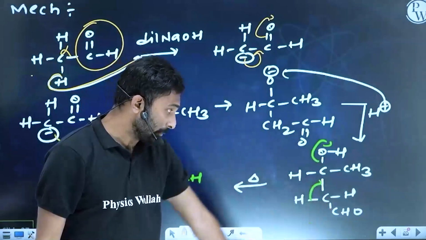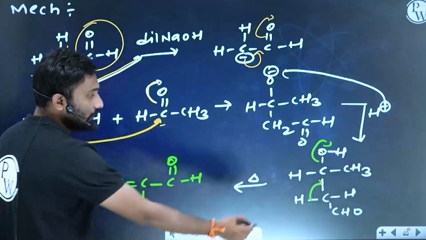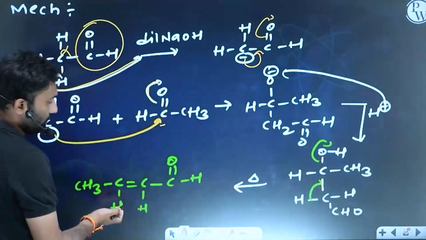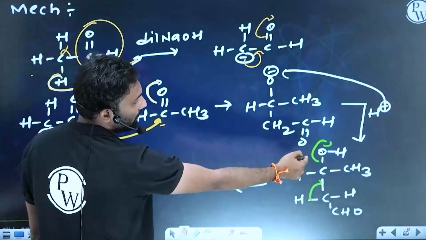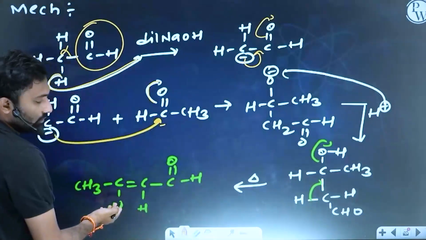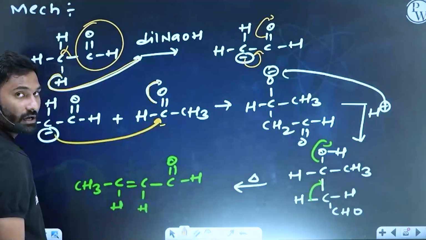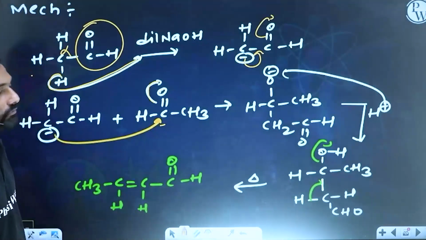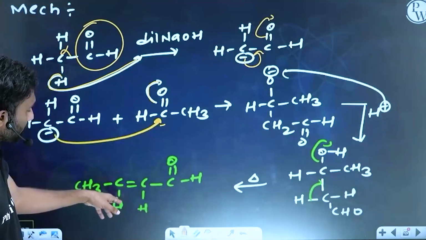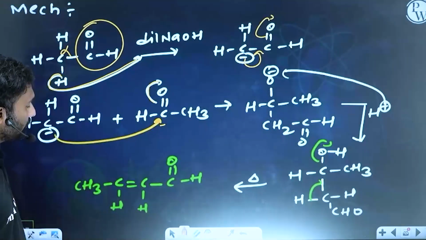And we'll get this product upon hydrolysis. We'll get this product, an alpha beta unsaturated carbonyl compound. One shortcut I will say. Now this product came, right?